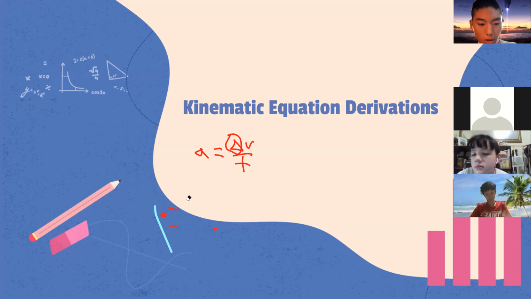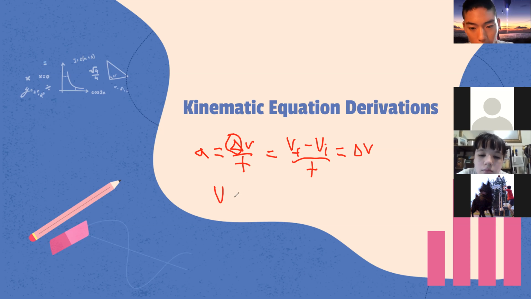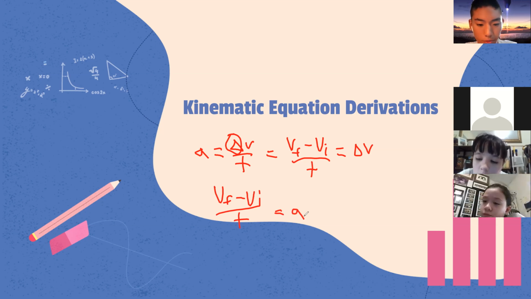So now I'll be going into the kinematic equations. When we have delta v, that means the change in velocity, and that's equal to vf, the final velocity, minus the initial velocity. That's what we mean by delta, which means change. And that's over time, because you can't just delete a time. So this equation, vf minus vi over t, is equal to acceleration. It's just a different way of writing our equation, delta v over t.